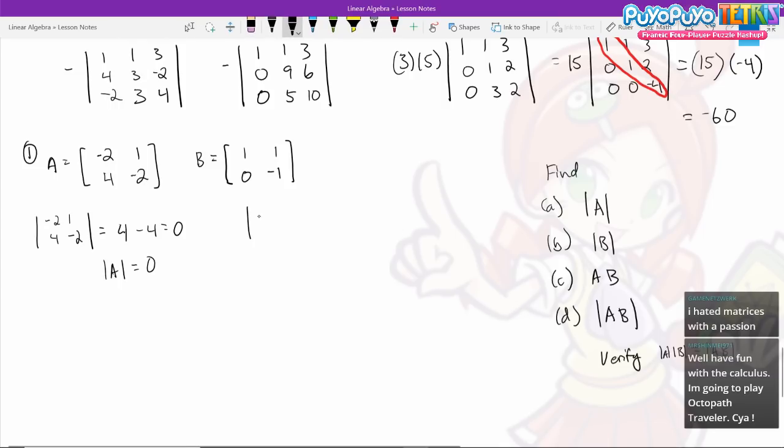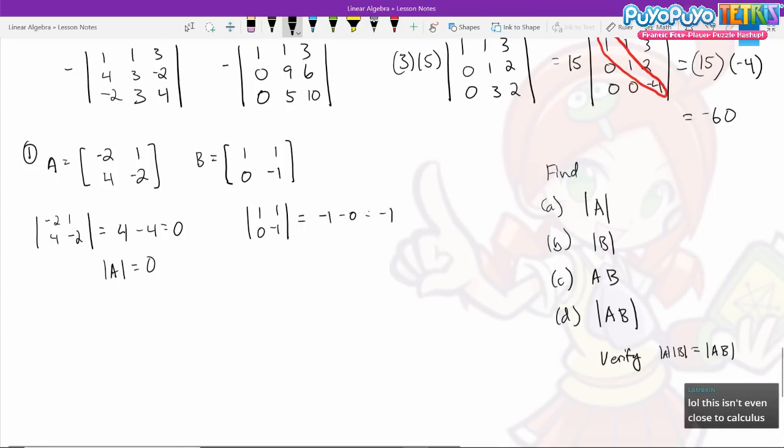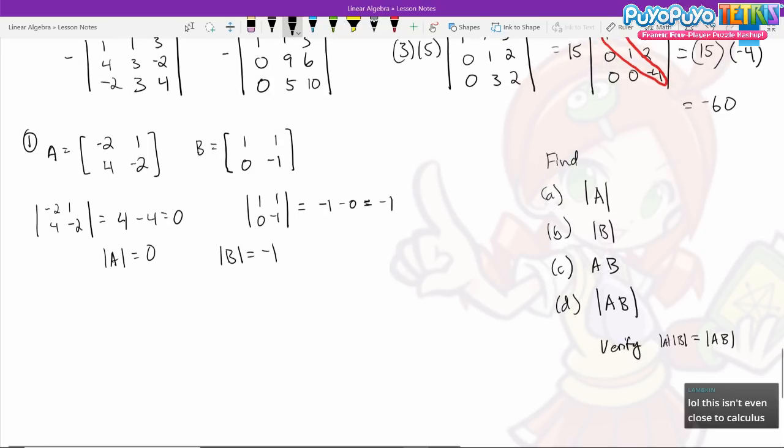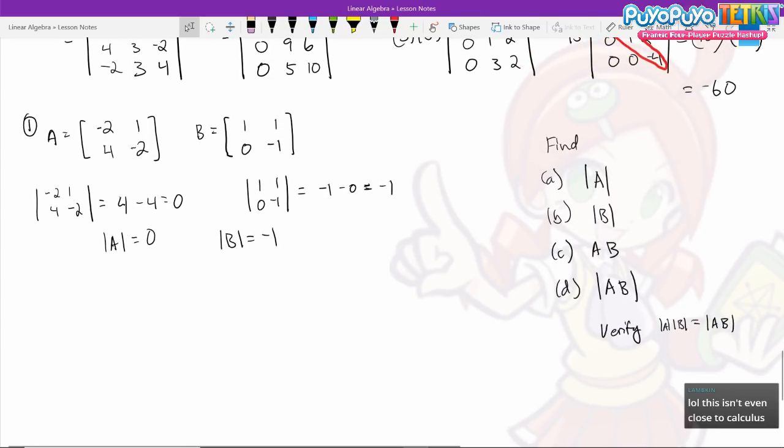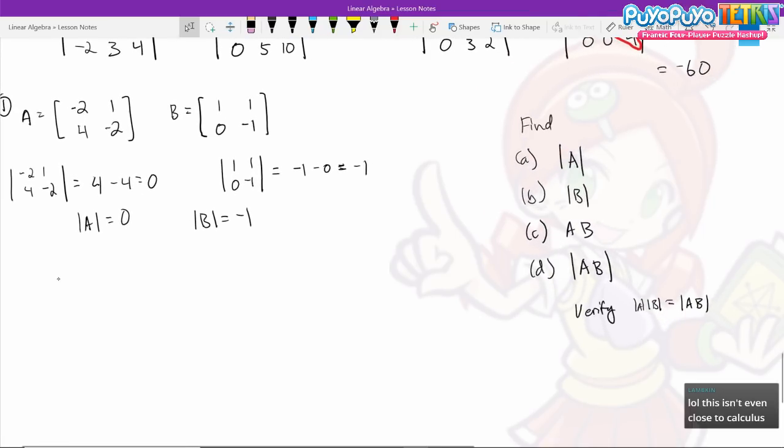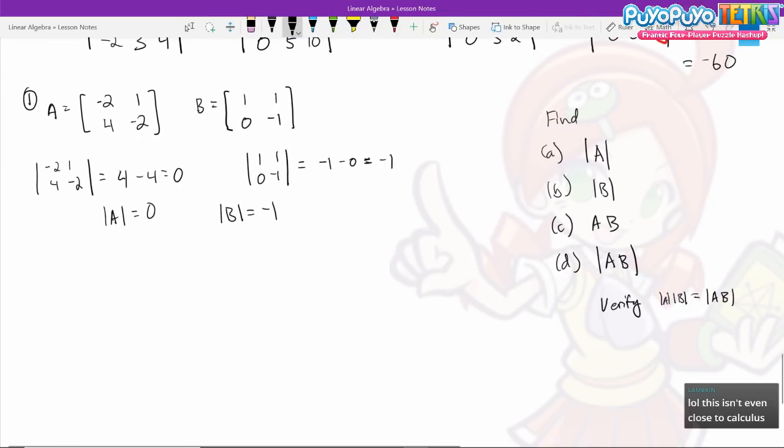Okay, then what's B? 1, 1, 0, negative 1. Negative 1. Minus 0. Okay. I did what it asked me to. Now, what's A times B? Oh, I hate matrix multiplication. It's so tedious and I always screw up.